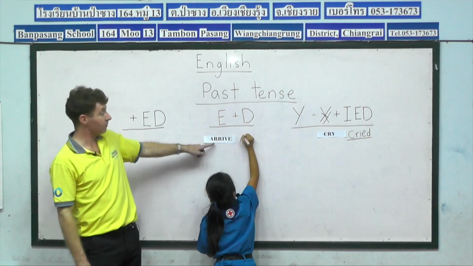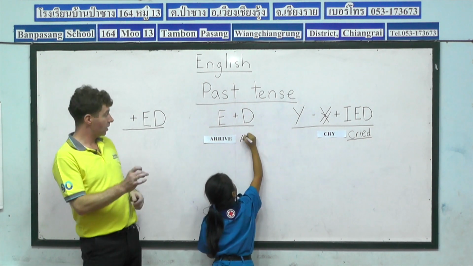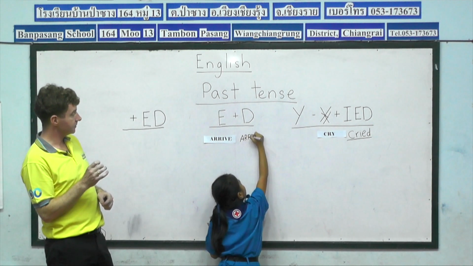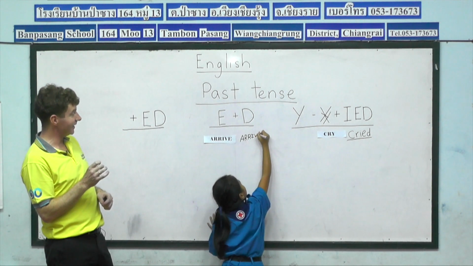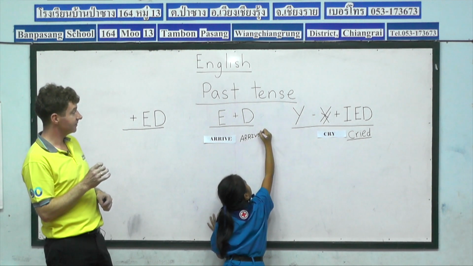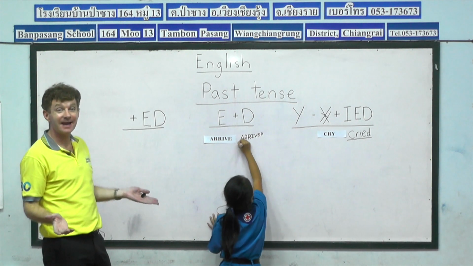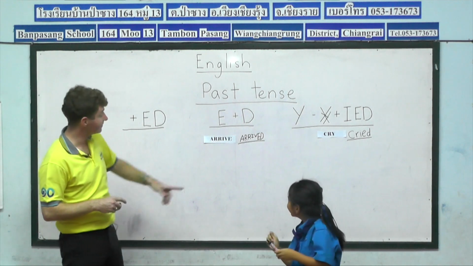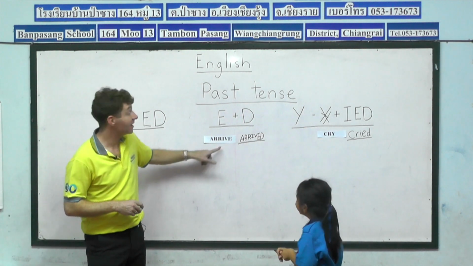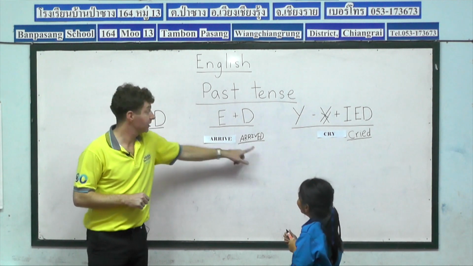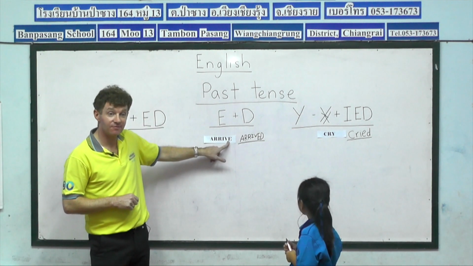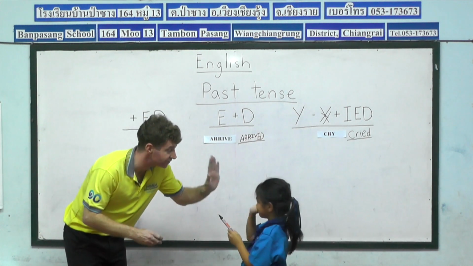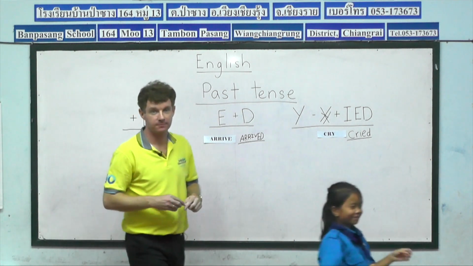So we simply write the verb that we have. I, V, E, and then simply add D at the end. That's fine, Prel, that's very good. So all together, guys, arrive, arrived. Notice how the E is already there for us, so just add D. Prel, that was excellent. Big high five and a big round of applause for Prel.